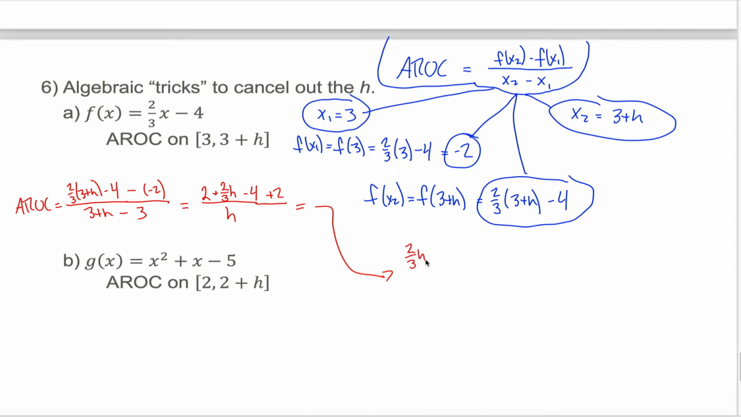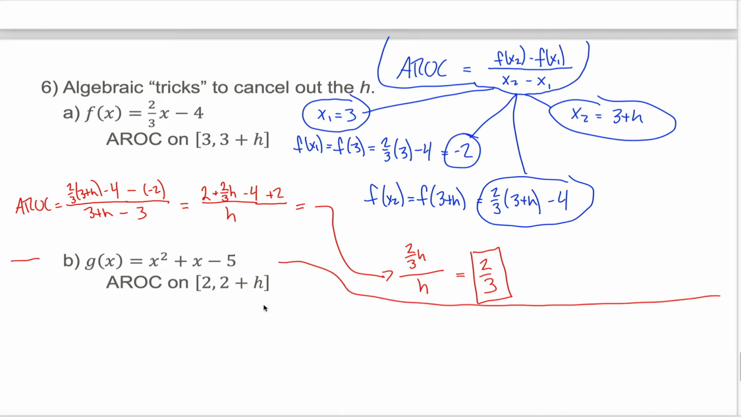Well, I'd have 2/3 h up on the top, and I'd have an h down on the bottom. 2/3 times h divided by h, those h's cancel out. I got 2/3 over 1. In other words, just 2/3. Note, again, this h in the denominator that came from the difference of 3 plus h and 3 ends up canceling out to give me this answer 2/3. That's really, really important. At this point, we're done and we should probably move on to another function.